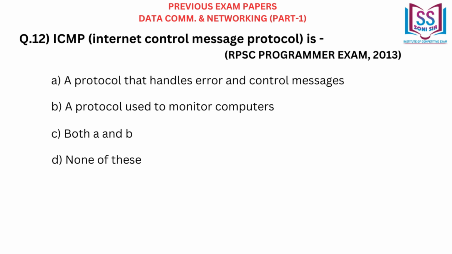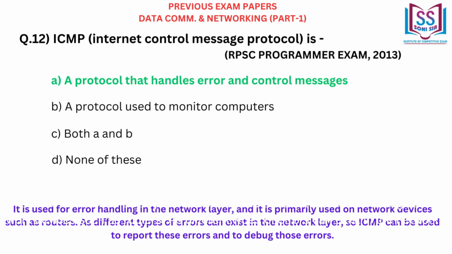ICMP, Internet Control Message Protocol is A. A protocol that handles error and control messages. B. A protocol used to monitor computers. C. Both A and B. D. None of these. Correct answer A. A protocol that handles error and control messages. It is used for error handling in the network layer, and it is primarily used on network devices such as routers. As different types of errors can exist in the network layer, ICMP can be used to report these errors and to debug those errors.